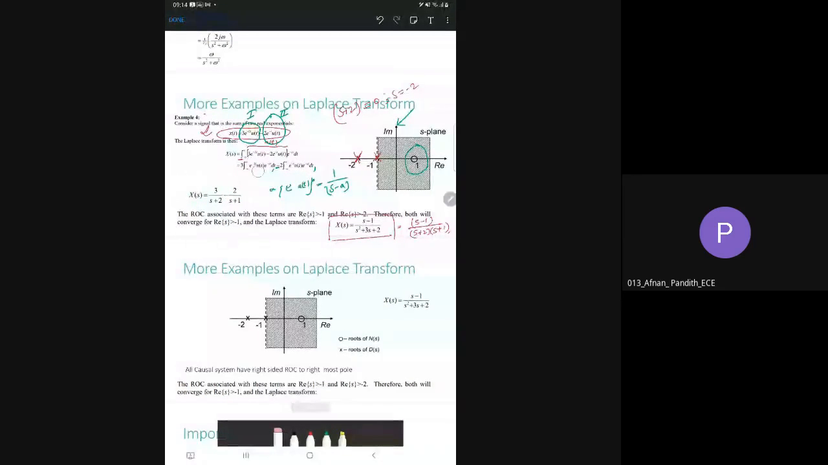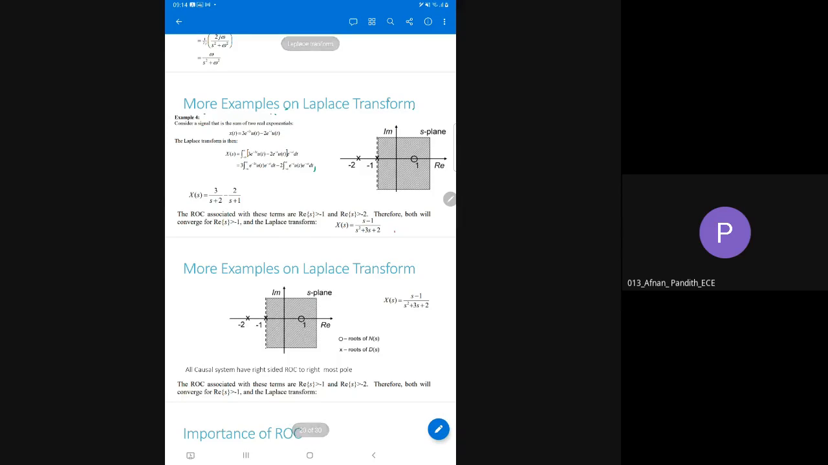ठीक है, जब imaginary axis region of convergence में होती है, उसका क्या मतलब होता है वो हम आगे discuss करेंगे. But please remember that zeros can be in the region of convergence, and if you have two poles, then the rightmost pole will always determine the region of convergence.